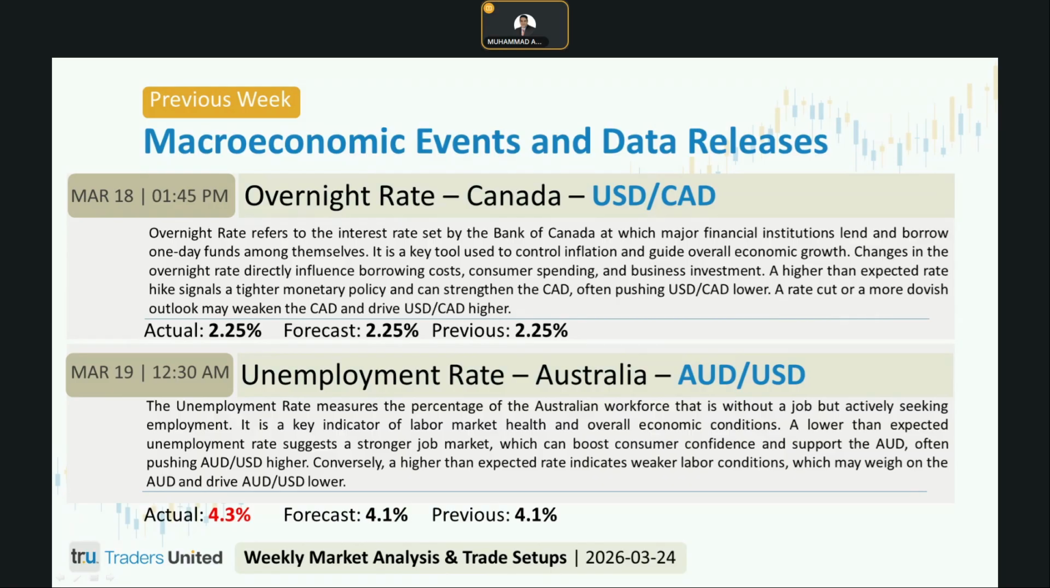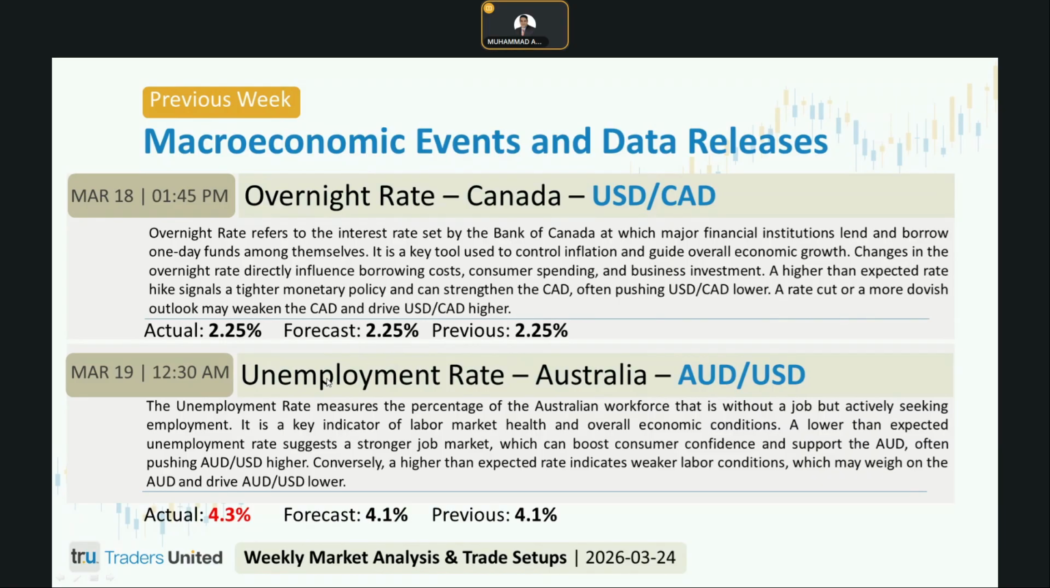This led to weakness in the Canadian dollar and pushed USD CAD higher after the release. The final key takeaway is the previous number was 2.25%, forecast was 2.25%, and the actual number we got is also 2.25%. Although the interest rate remained unchanged, a slightly dovish tone from the Bank of Canada weakened the CAD and drove USD CAD upward after the news announcement.